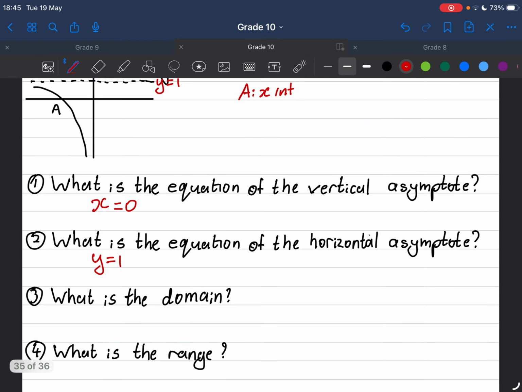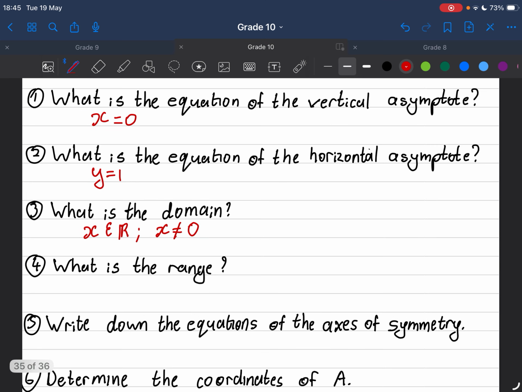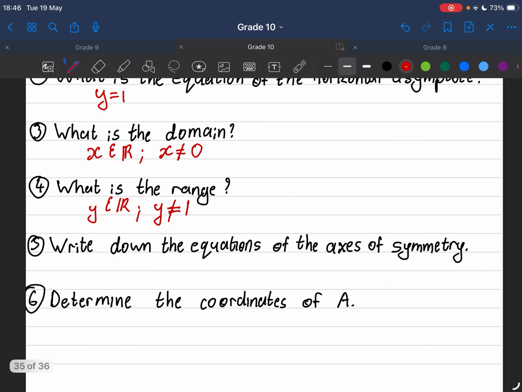What is the domain? We're just going to know it by heart at this point. For the grade 10 graph, x is an element of real numbers, but x is not equal to whatever this asymptote value is. So in grade 10, it's going to be 0. The range, y is an element of real numbers, but y is not equal to whatever this asymptote value is. So it's 1. y is not equal to 1.